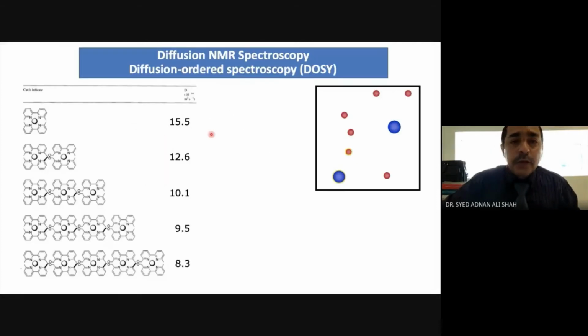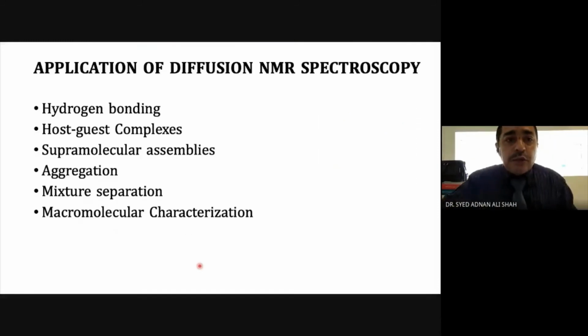Now the fourth one is where NMR contributes a lot in the case of molecular diffusion. This technique is based on the diffusion coefficient. If the molecular size of the compound increases, diffusibility will decrease. On the basis of this phenomenon, this technique is used. It can be used to see the hydrogen bonding in a compound, in the case of host-guest complexes, supramolecular assemblies, aggregation, and mixture separation. This technique is widely used for mixture separation, as well as host-guest complexes and hydrogen bonding.